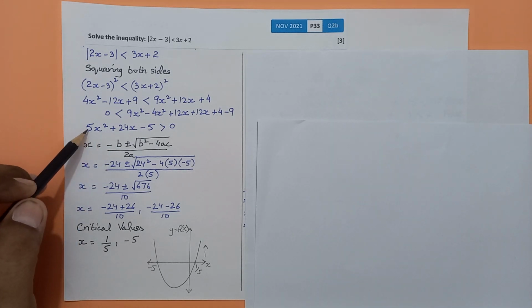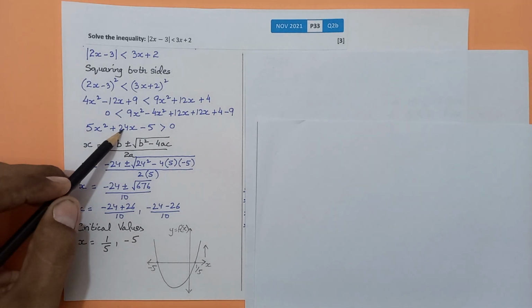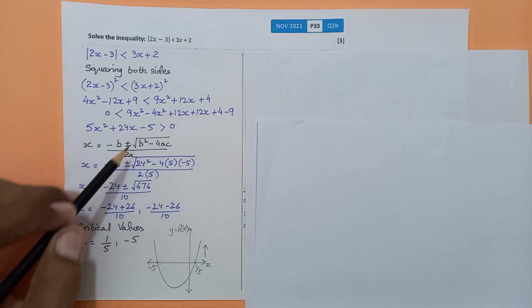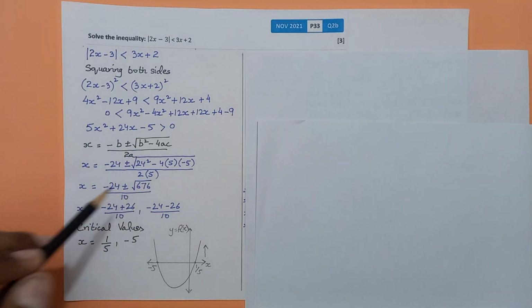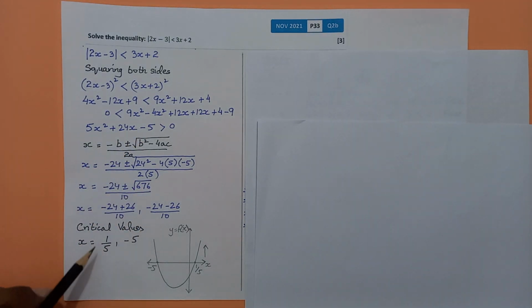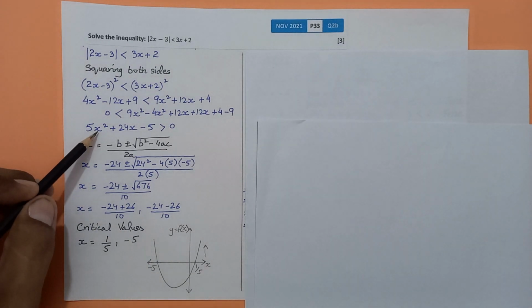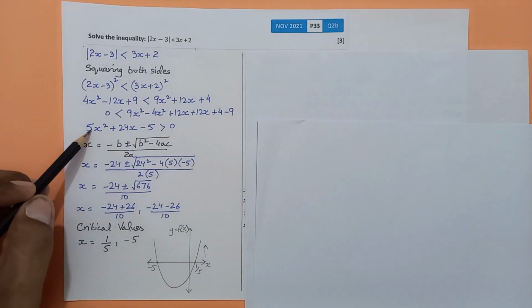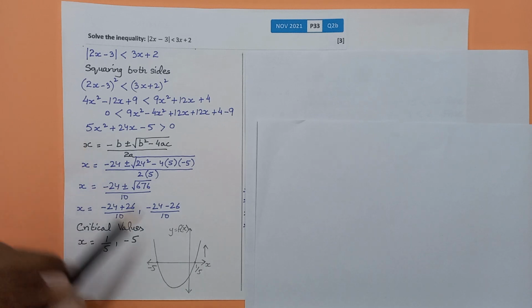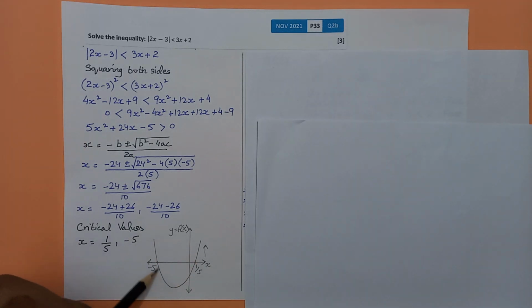and use the values of a as 5, b as positive 24, c as negative 5, place them in the quadratic equation, simplify them and get the two values, the critical values, also called the x-intercepts, which are 1 upon 5 positive, over here, and negative 5 over here. Because the quadratic equation had a coefficient of x square a positive 5, that means we had a U-shaped graph.